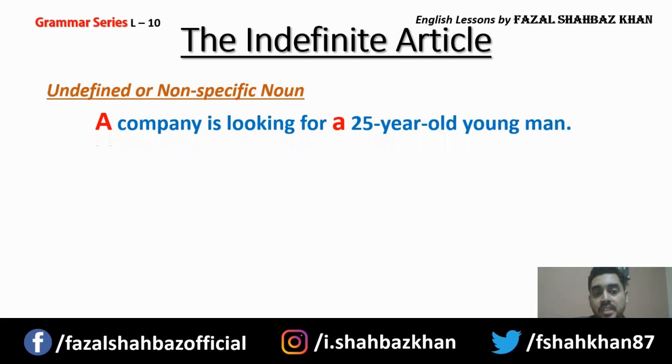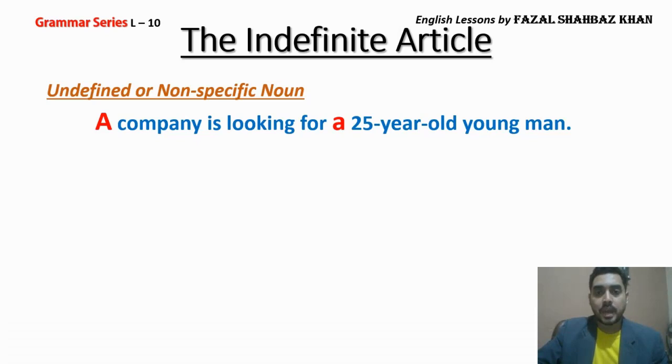a company is looking for a 25-year-old young man. Now, there are two nouns. The first of which is company, and the second is 25-year-old, which becomes a noun, formed from multiple adjectives in between as well. Both the nouns are common only because we are talking about any singular company or any singular 25-year-old young man.